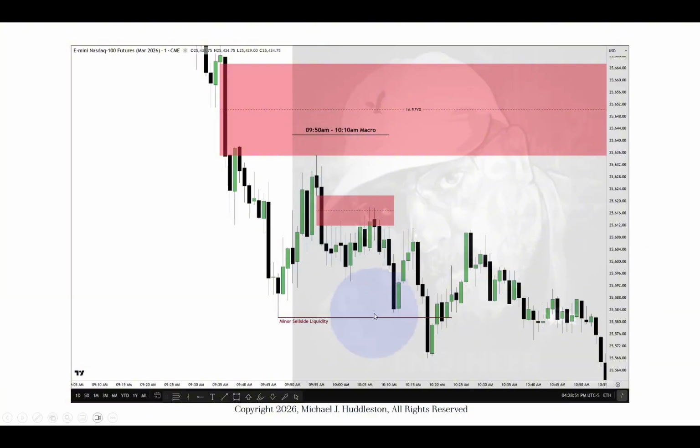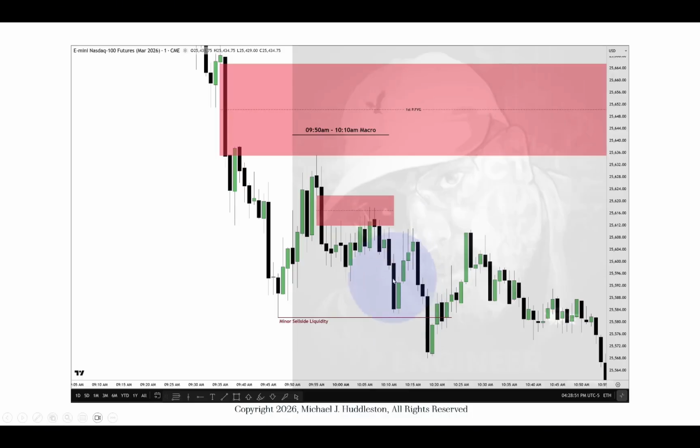Or am I? Price trades up to consequent encroachment during the same macro. It trades lower. No fair value gap in here except for this little tiny piece right there, which is like nothing. It's like an extra in the cast.